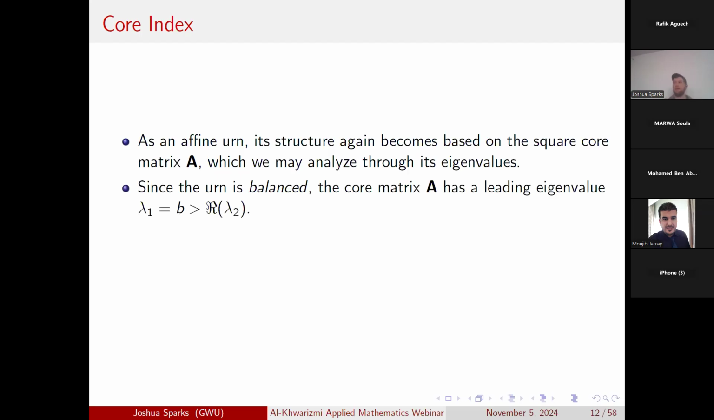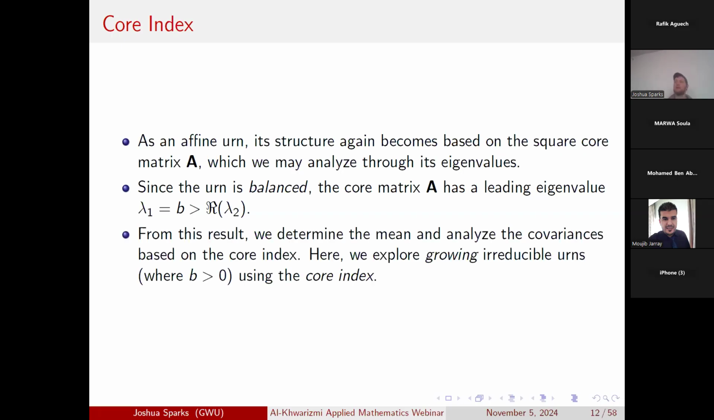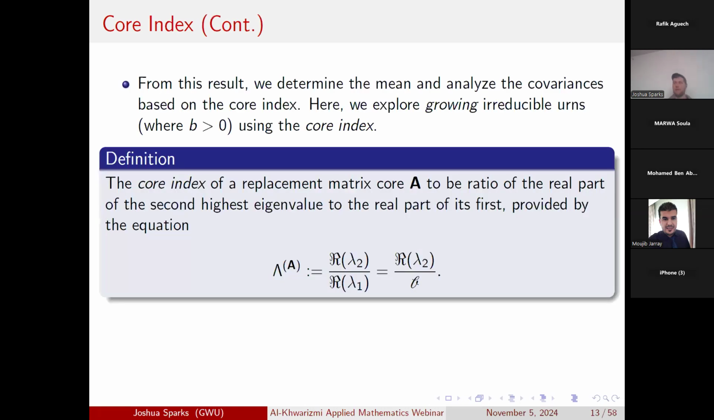Since the urn is balanced, the core matrix A, being an L matrix, is going to have a leading eigenvalue equal to B itself. It's the maximum of the rows, and it's always going to be strictly greater than the real part of the second leading eigenvalue in the irreducible case. From this result, we'll be able to determine the mean and analyze the covariances based on the core index. We'll explore growing irreducible urns, where B is greater than 0, using the core index that we have provided.